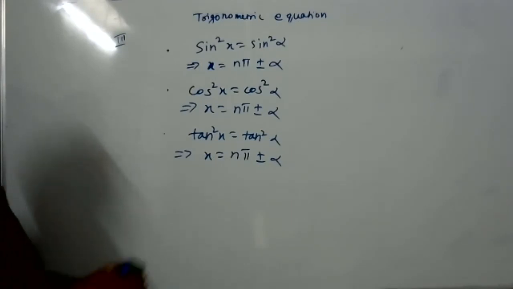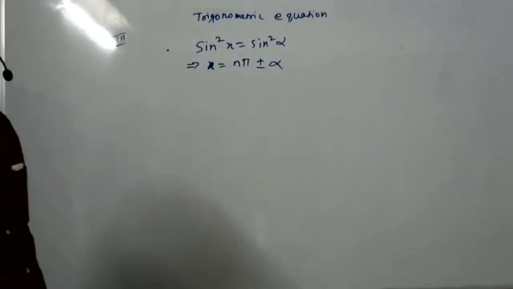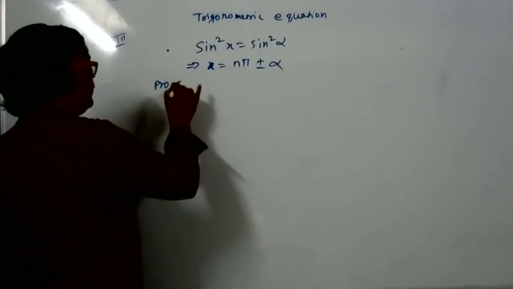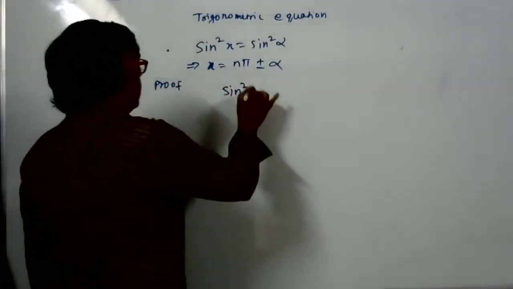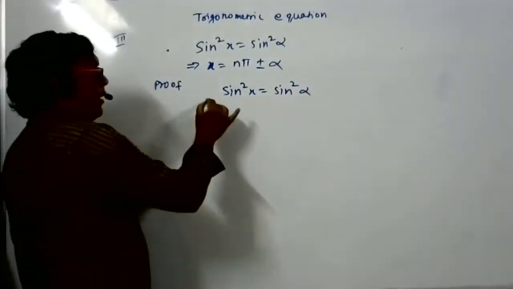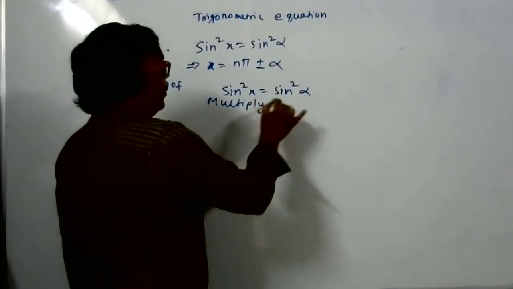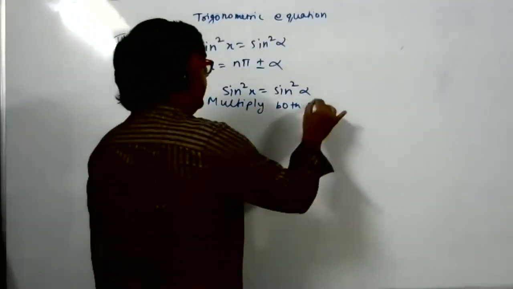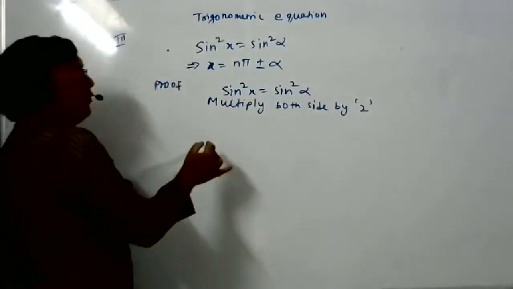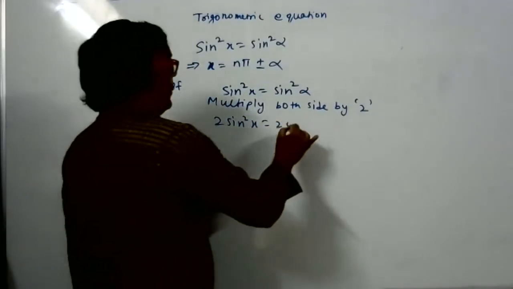First proof will do. All proofs are same only. So how to prove? Sine square x is equal to sine square alpha. Stop writing. Multiply both sides by 2. So what will be the change? 2 sine square x is equal to 2 sine square alpha.